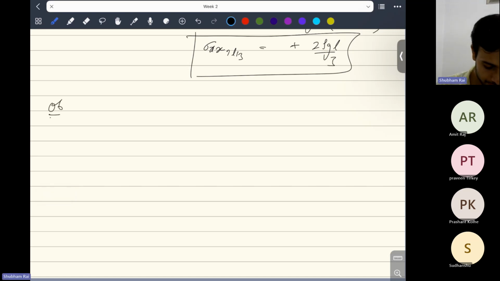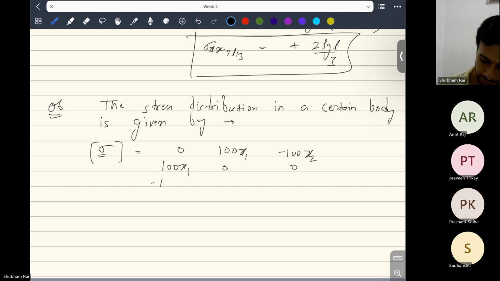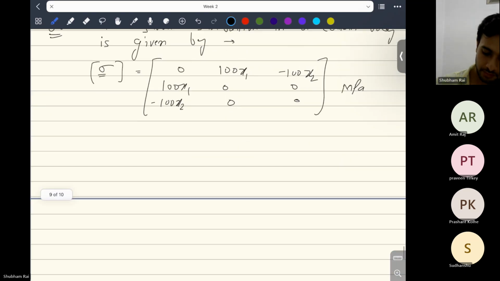So if you do question 6, the stress distribution in a certain body is given by, so this is the stress distribution in a certain body. So this much megapascal is acting.